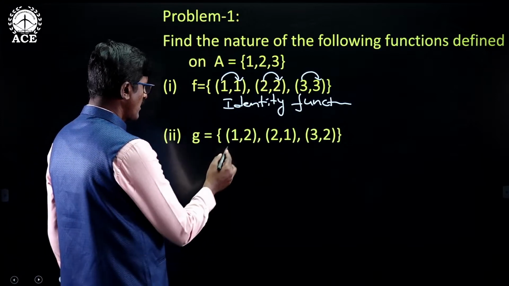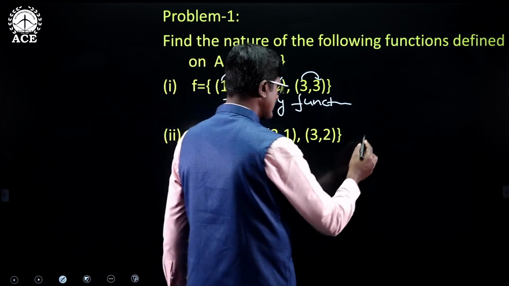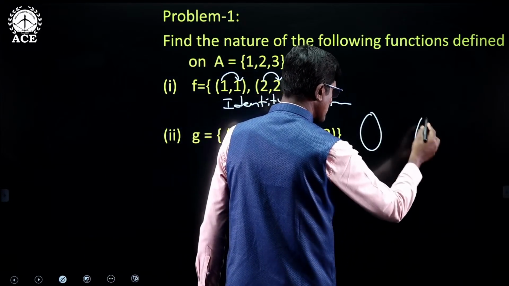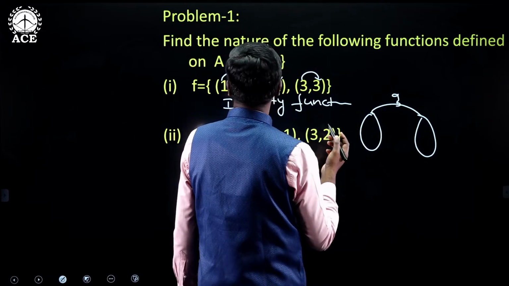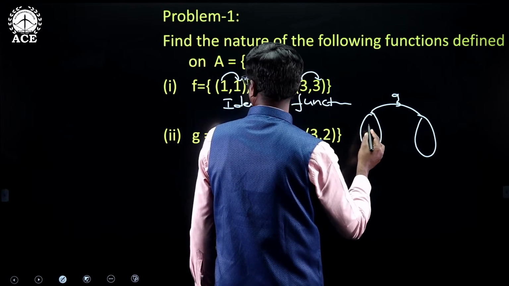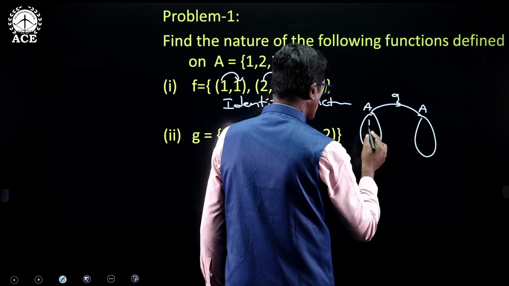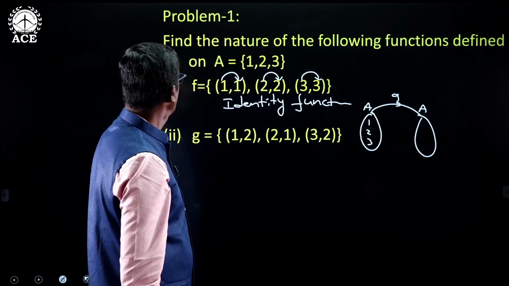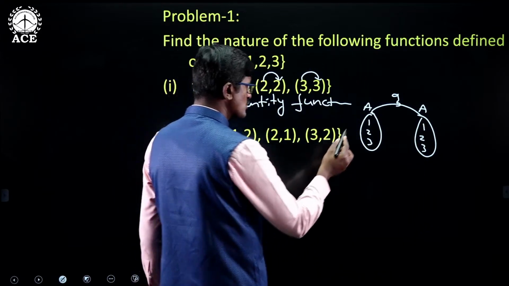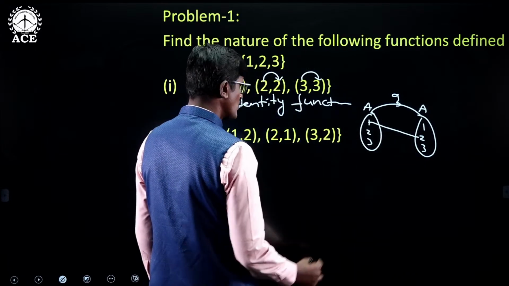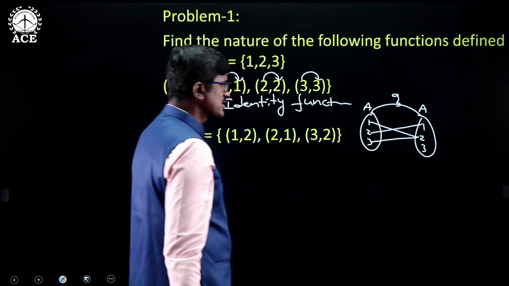Next, now look at this. 1 is mapped to 2, 2 is mapped to 1, 3 is mapped to 1, 2. If you take the pictorial representation of this, this is a mapping from A to A itself, A having 3 elements. 1, 2, 3 and 1, 2, 3. Here 1 is mapped to 2. Next, 2 is mapped to 1 and 3 is mapped to 1, 2.